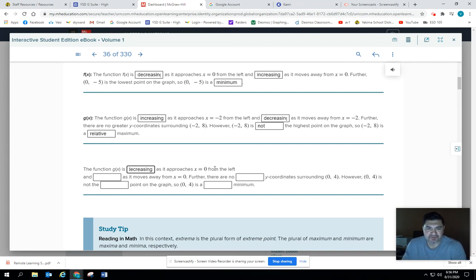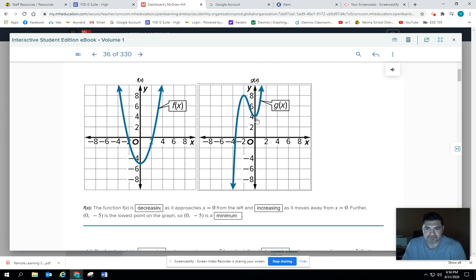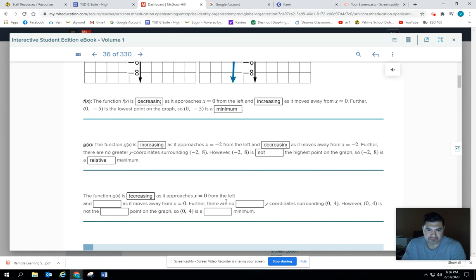And blank as it moves away from x equals 0. So as x goes away from 0, what is it doing? It's going upwards again, which we call increasing.